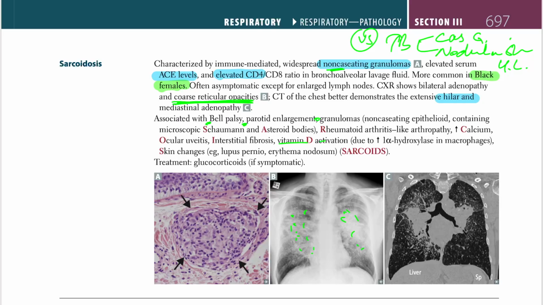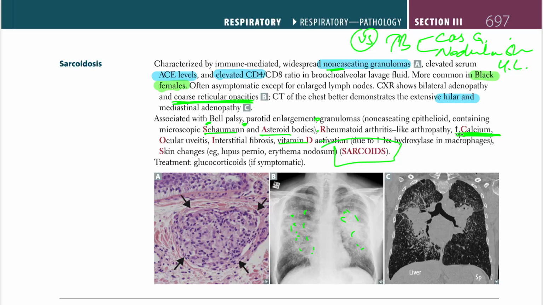granulomas, non-caseating, epithelioid, containing microscopic Schaumann and asteroid bodies. Schaumann and asteroid bodies. Rheumatoid arthritis-like arthropathy, increase in calcium, high yield. Skin changes, lupus pernio, and erythema nodosum. Pneumoconiosis, sarcoidosis. Sarcoid, my bad. Sarcoids, and you can memorize sarcoids from here.